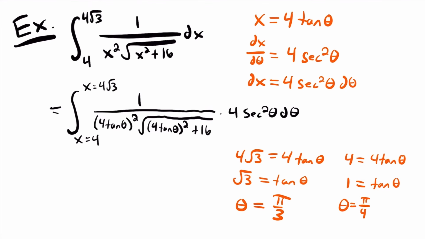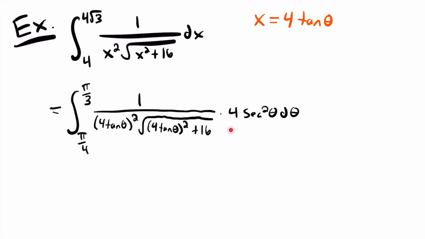All right, and so what we find here is that our upper bound, x equals 4 times the square root of 3, can be replaced with theta is equal to pi divided by 3, and our lower bound, x equals 4, can be replaced with theta is equal to pi divided by 4. And so we can rewrite those bounds, and since the rest of our integral is already written in terms of theta, we don't need to worry about writing theta is equal to those values. We can just write those values as they are. So we will be integrating from pi divided by 4 to pi divided by 3. Okay, and so if I clean up my work here, we can simplify our integral.